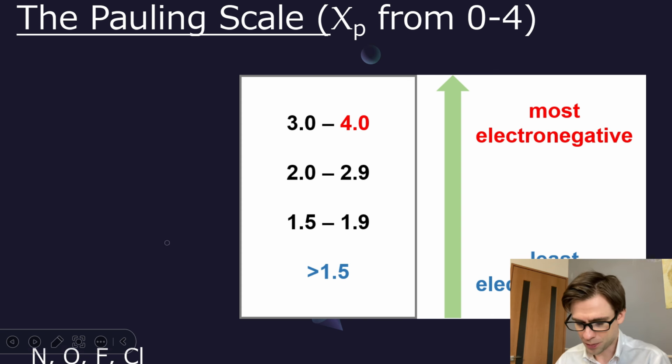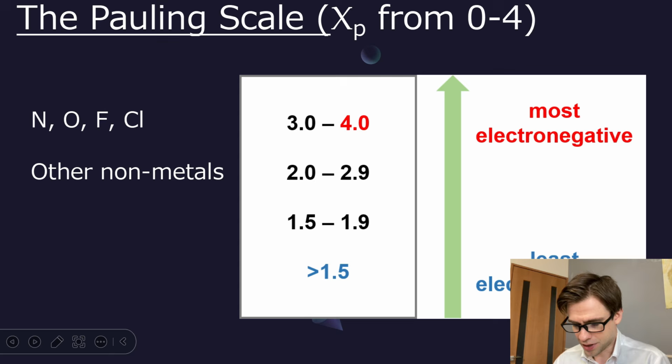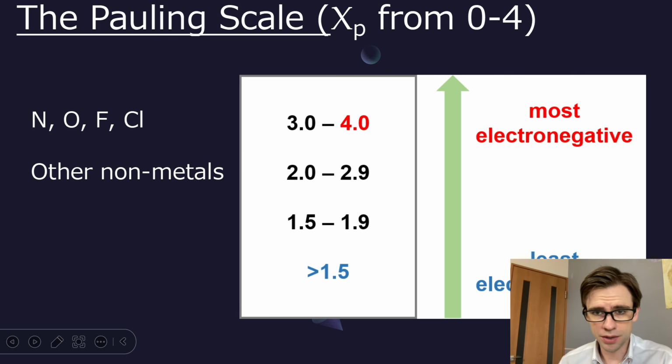So up in the top range, we have what are known as the most electronegative nonmetals. They're near the top right side of the periodic table, excluding the noble gases, of course. So things like nitrogen, oxygen, fluorine, and chlorine are very electronegative. Then we have the mid-range, 2.0 to 2.9. These are other nonmetals, maybe things like sulfur, phosphorus.